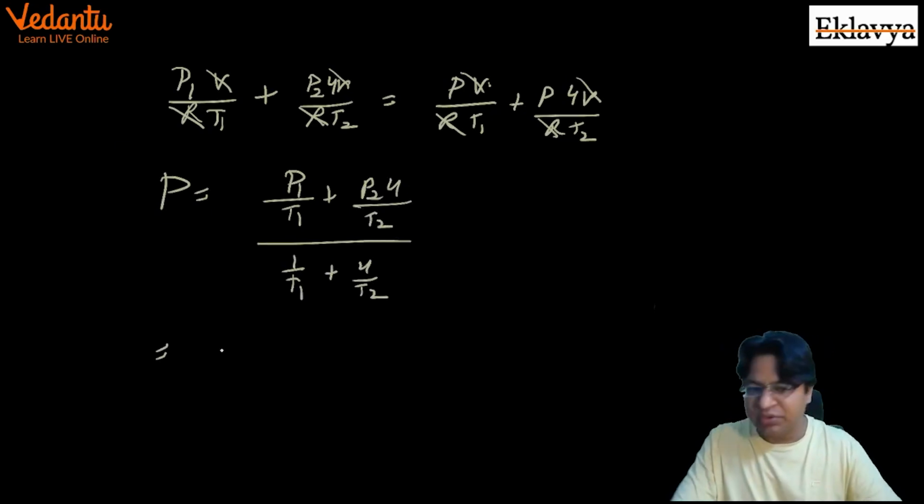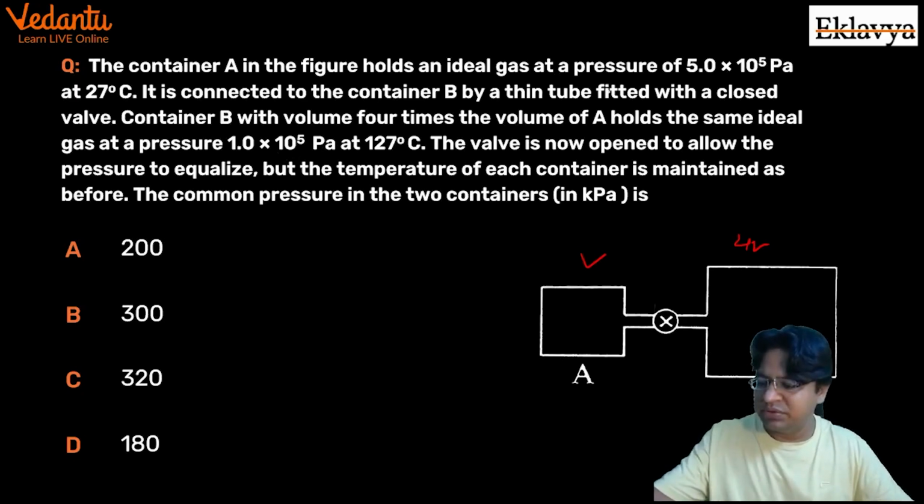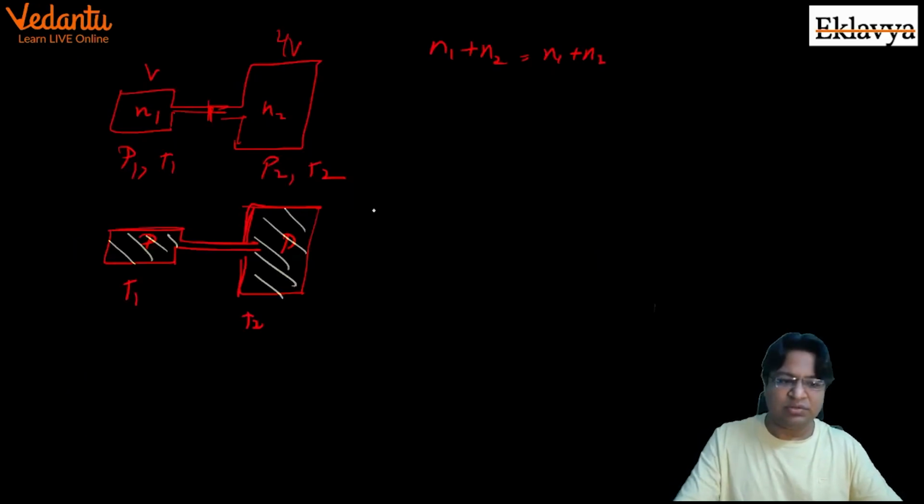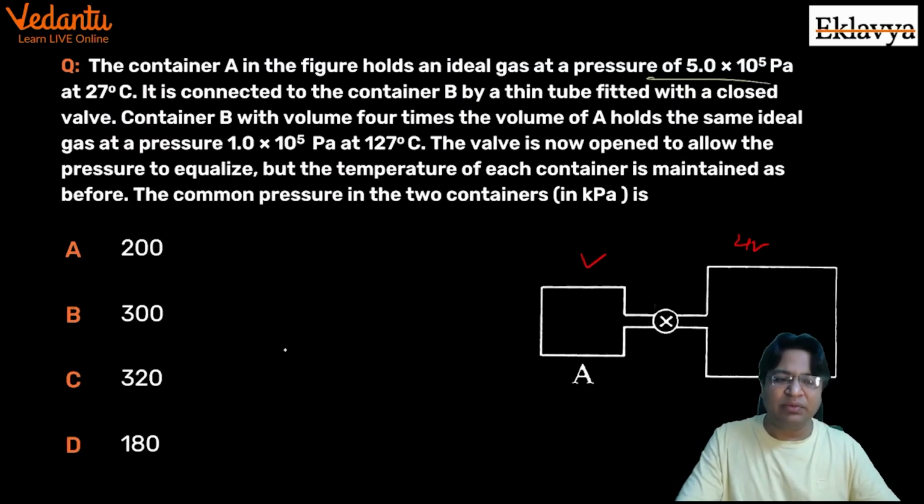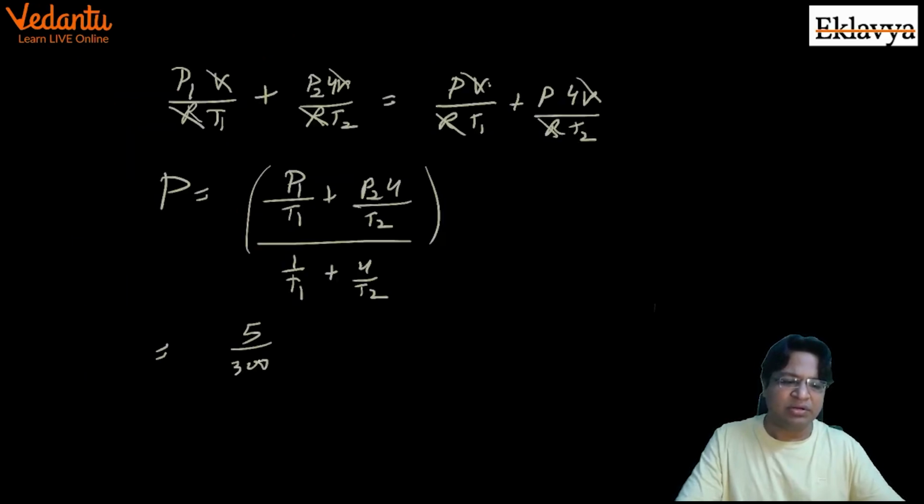P1 was this much, 5 times 10 raised to power 5. So I'll substitute it here. So 5 divided by, 10 raised to power 5 will come out as the common quantity. T1 was 300, plus P2 was 1.